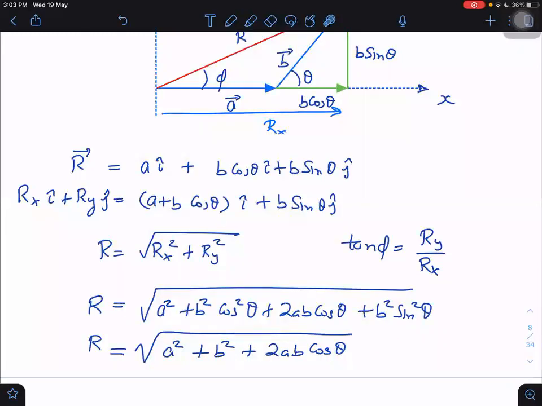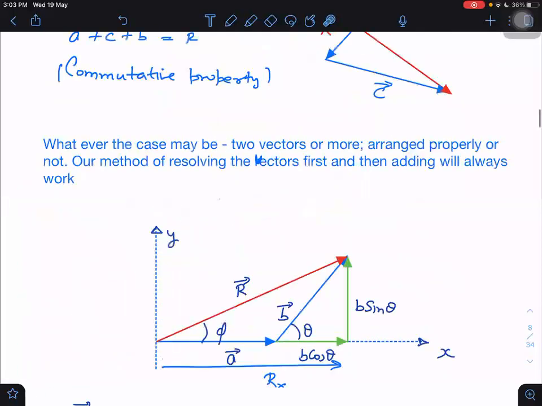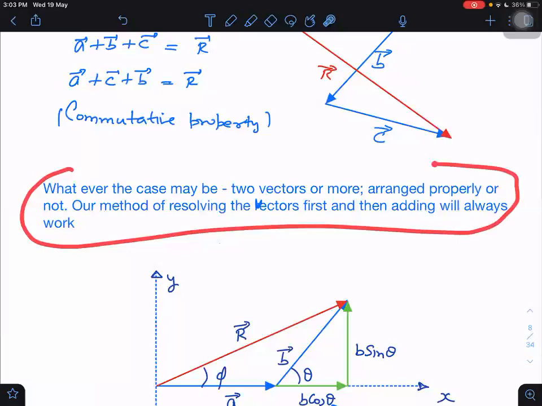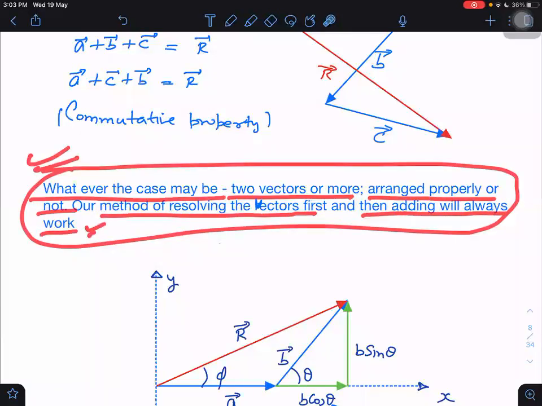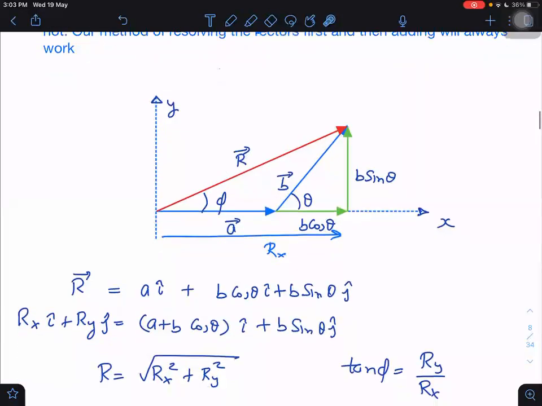One reason is that it is given in almost every book. So what is the point if I tell it in the same way? And a more important reason is this, I want to tell you this thing. This is important. Whatever the case may be, there may be two vectors or more, arranged properly or not, our method of resolving the vectors first and then adding them will always work. So trust this method, and you don't need to know any laws.